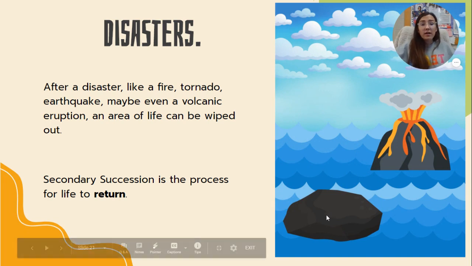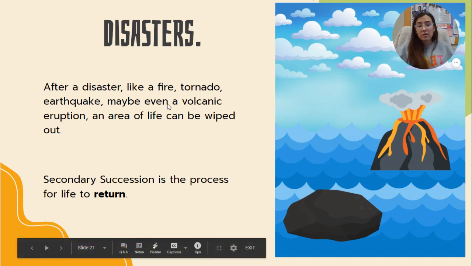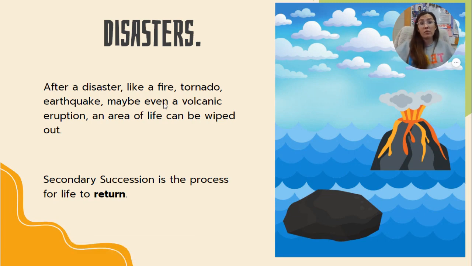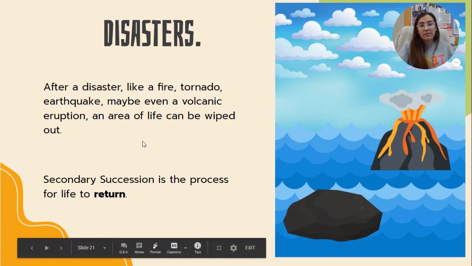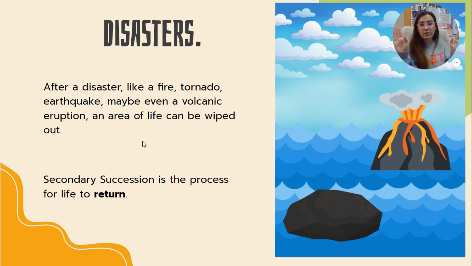Well, fire is an example of a disaster. It could also be something like a tornado, an earthquake, maybe the volcano erupts again. Any type of disaster can wipe out your environment, your climax community. Whenever something has wiped out your climax community, that's where we start secondary succession. Primary succession is the process of life first taking place in an area. Secondary succession is the process of life returning.